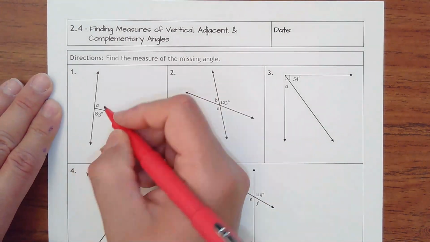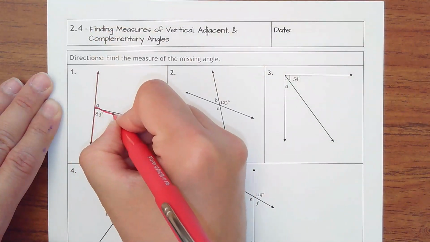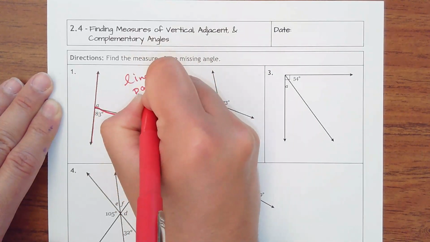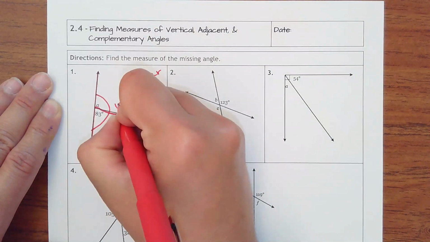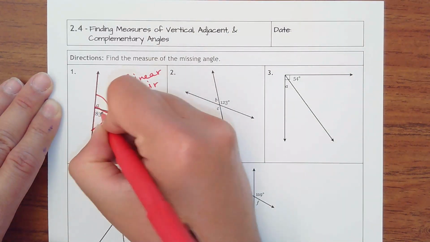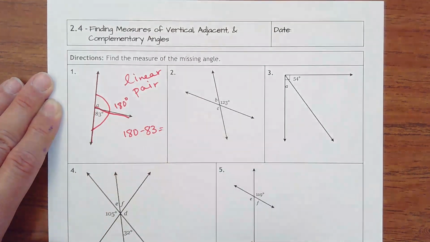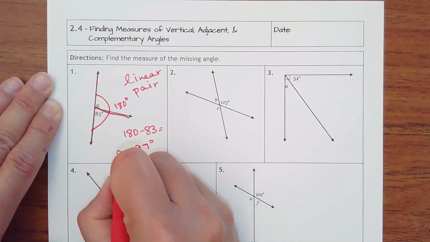Number one, we've got a linear pair here because I see a straight line with a ray coming out. So I'm just writing this if you want to write that down, that this is called a linear pair. Remember they equal 180 degrees total. So to find A, you would have to do 180 minus 83, which should give you 97 degrees for A.